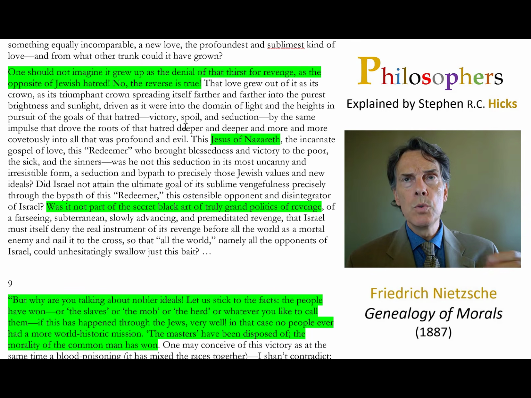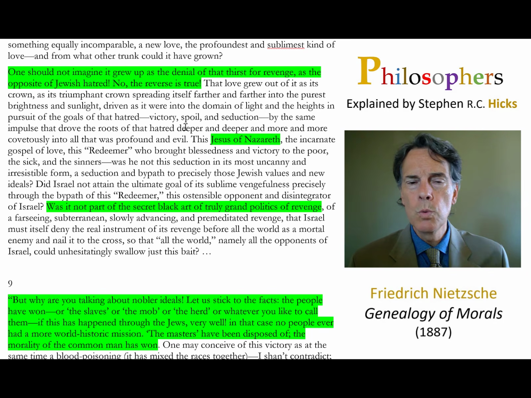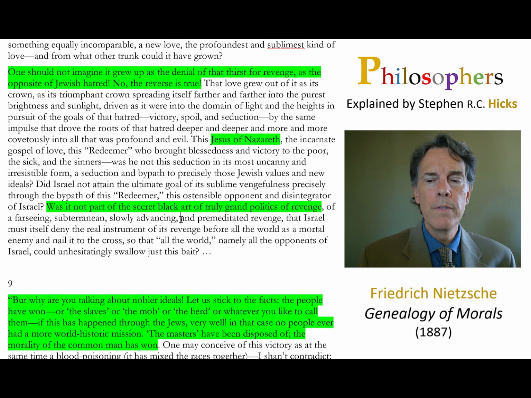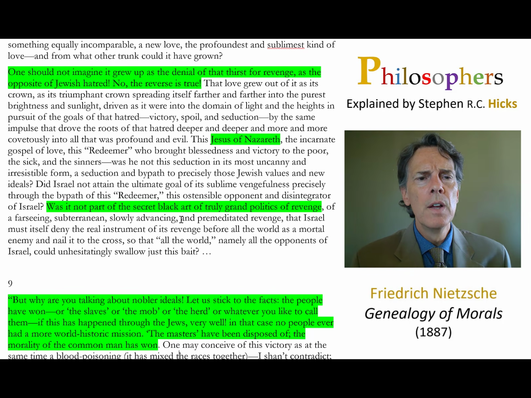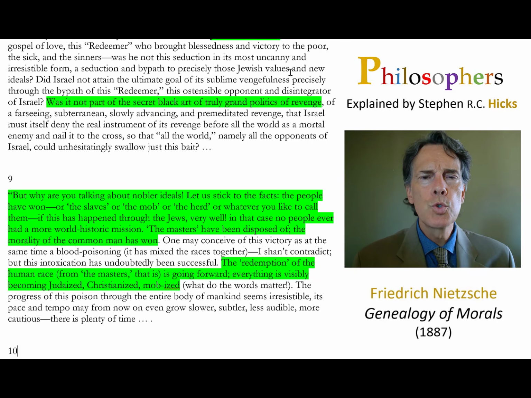What we should do, Nietzsche is suggesting, is see moral codes as part of a strategy, a power politics, a cultural politics strategy that is used by a certain type of people to disarm those whom they see as their enemies and to take revenge on those whom they want to take revenge upon. Was it not part of the secret black art of truly grand politics of revenge?